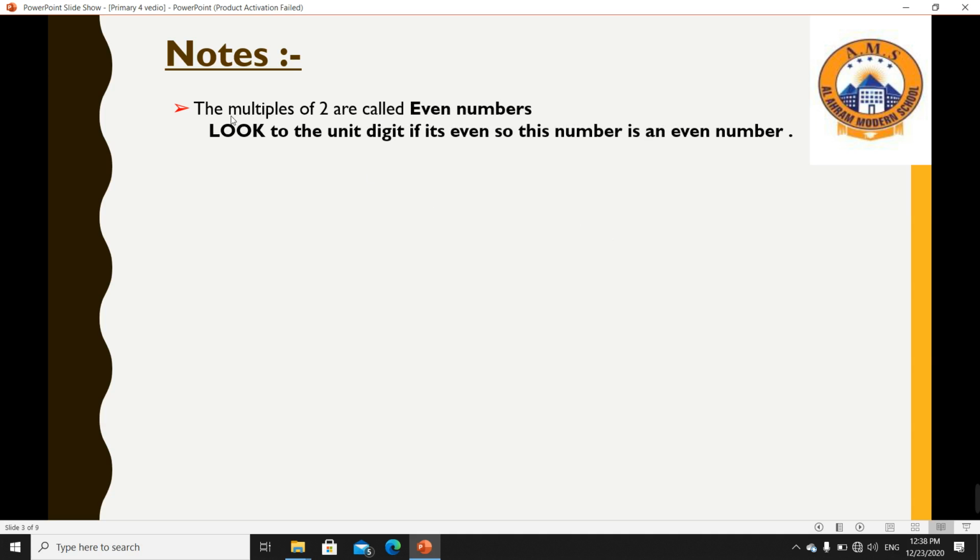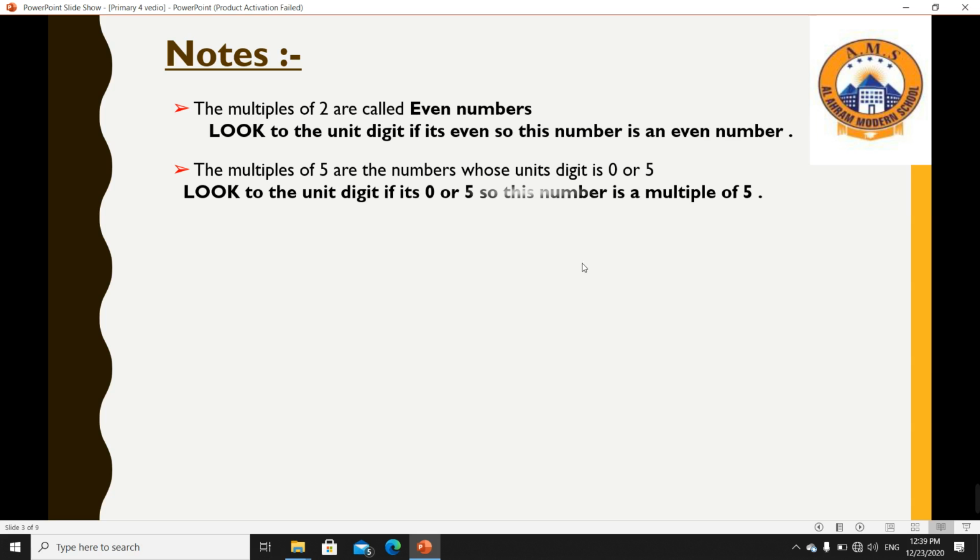I have some notes about the multiple lesson. First, any multiple of number 2 must be an even number. So how to check whether this number is an even number or an odd number? Do you remember the even numbers? It's 0, 2, 4, 6, 8. These are the even numbers. I will look at the unit digit of any number. If it's even, that means that this number is an even number.